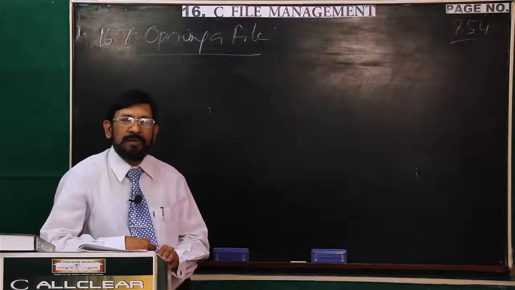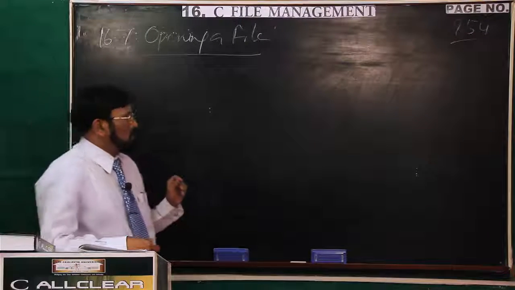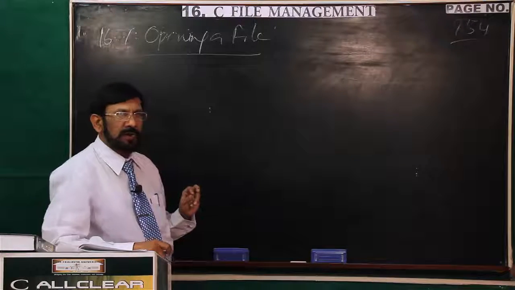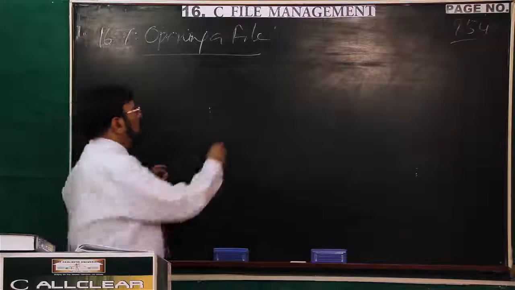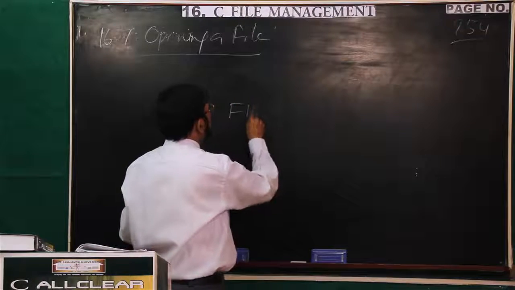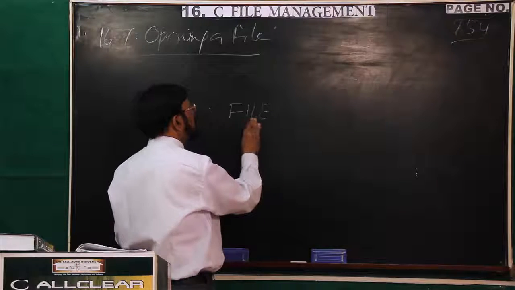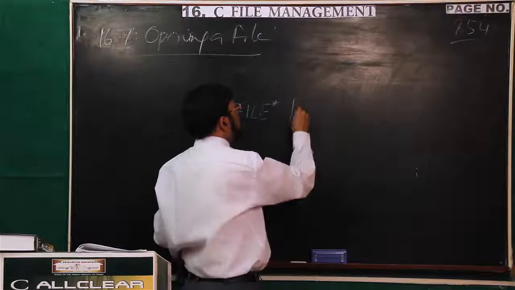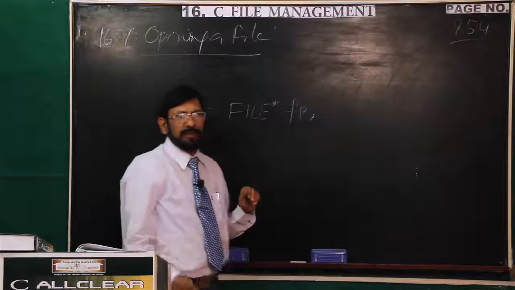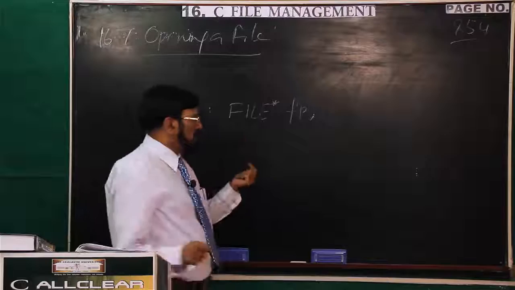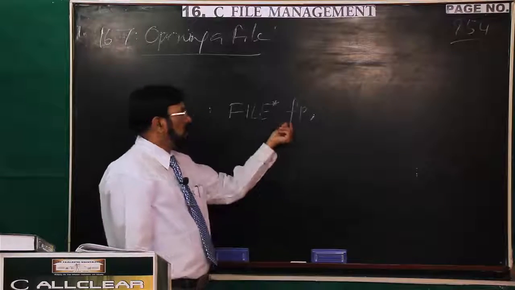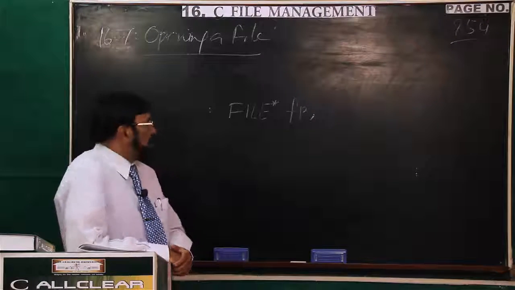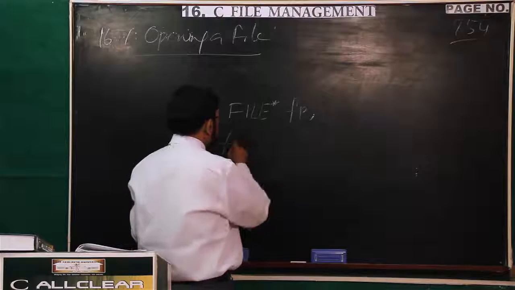16.7 opening a file. Already I told you, before file operations are started, we have to declare the file pointer. File is a special data type or data structure, and a file pointer FP should be created. Suppose if more than one file is there, FP1, FP2, FP3 file pointers. Okay. Now here the fopen function is there.